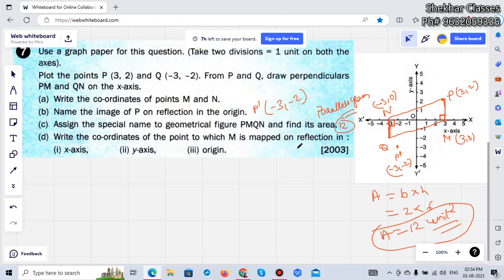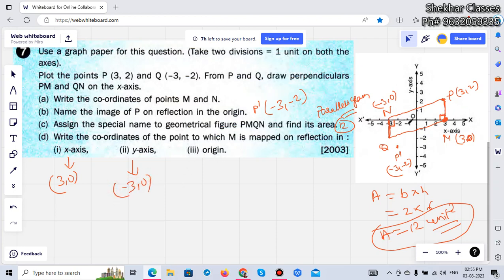Write the coordinates of the point to which M is mapped on reflection in the x-axis. Where is M? M is here. If M is reflected through the x-axis, it lies on the x-axis only, so y changes, and y is 0, so it will remain there. So it will be the same point (3, 0), an invariant. If it is reflected through the y-axis, the x will change, so it will become (-3, 0), which is N.